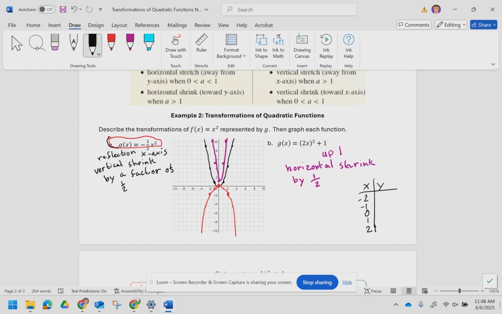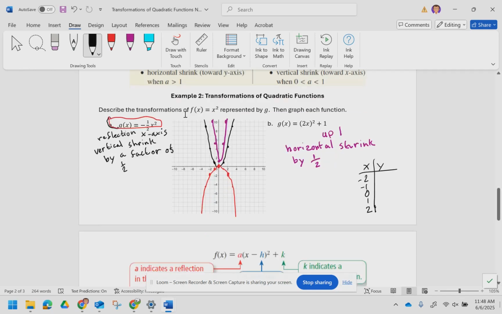But after you've done your graph that way, go ahead and check. How did that move? How does that relate to what you've learned about these transformations? And if you do that whenever you get stuck, you're going to understand these a bit better. Hope this helps. Good luck on your practice.